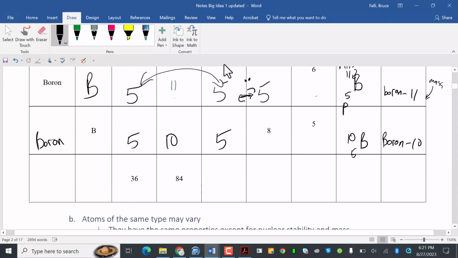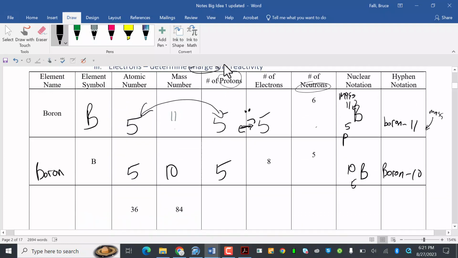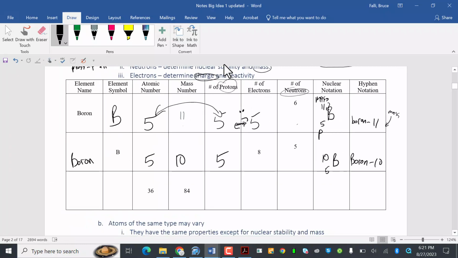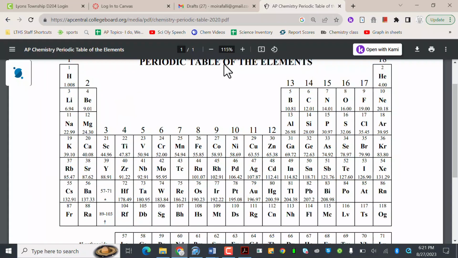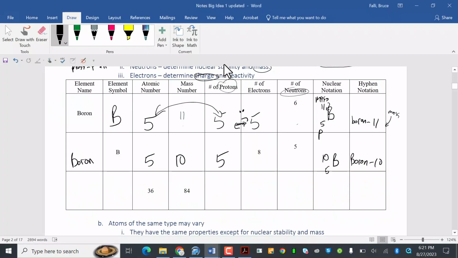Okay. Let's take a look at this one. 36 is the atomic number, mass is 84. Krypton has a 36. So element name is krypton. Symbol is Kr. Atomic number is the same as protons, 36. Mass number is 84. So 84 minus 36 is going to be my number of neutrons, which I admit right now, it's been a long week, I'm taking to the calculator and going to 48.